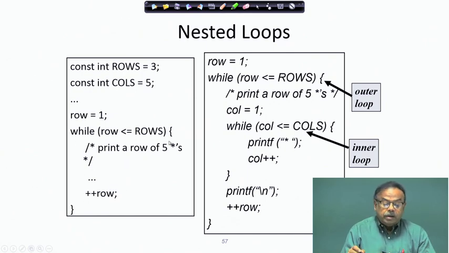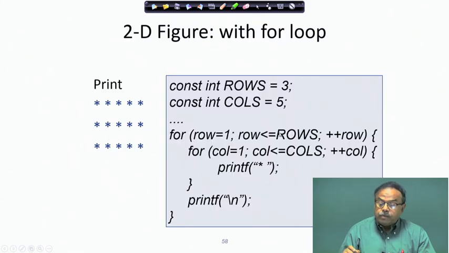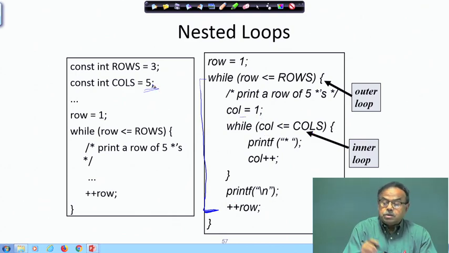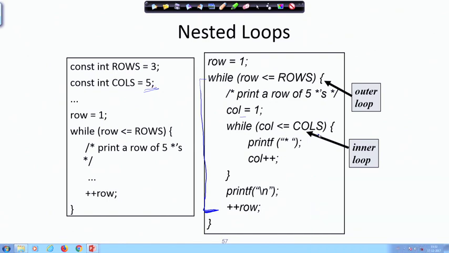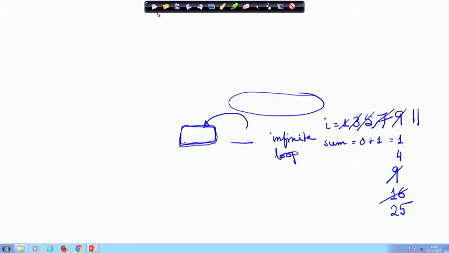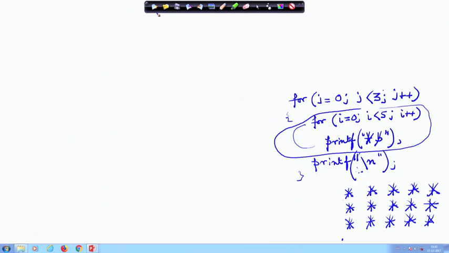Alright. So, here while row is less than rows, print a row of 5. Printing a row of 5 is done in this manner. So, this is the outer loop. Okay. Column is 1, while column is less than columns, so 5 columns, 1, 2, 3, 4, 5, while column is less than columns, printf star and blank, and then column is incremented. Now, since I am doing it in a while, it is done in this way. Okay. I have already shown you earlier how we can do it with for. I can do the same thing with for, and here it is being shown how it can be done with a while.